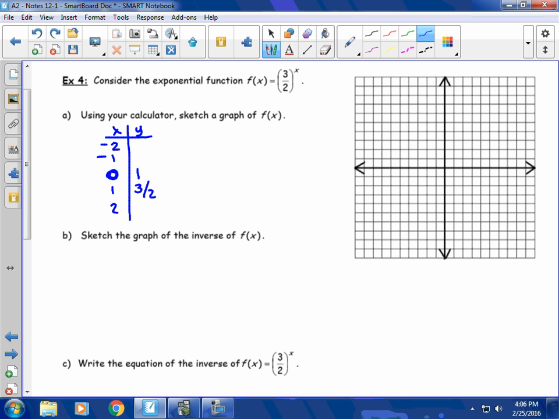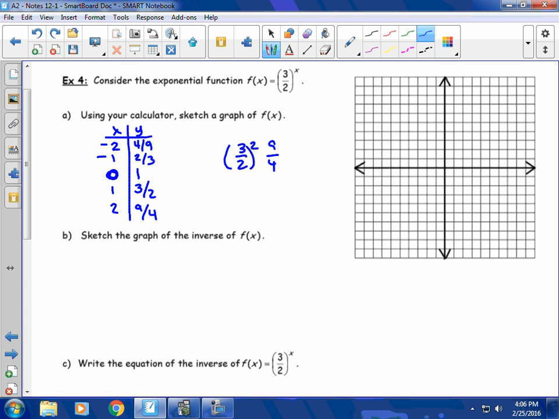What about 3/2 squared? Well, square the top, we get 9. Square the bottom, we get 4. So this is 9/4. So if 3/2 to the first is 3/2, what's 3/2 to the negative first? Negative just means flip it, so 2/3. 3/2 squared is 9/4, so 3/2 to the negative second is 4/9. And again, your calculator would tell you the same thing, just with decimals.